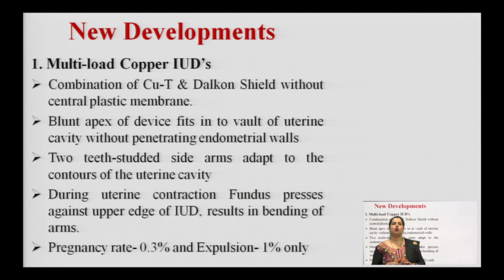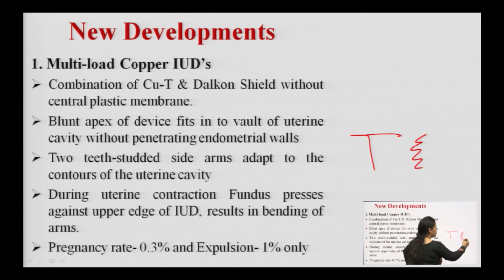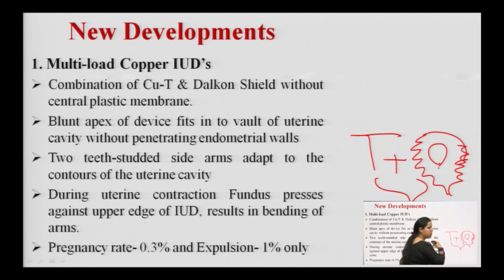What are the different new developments in copper bearing IUDs? Multi-load copper IUDs are a new term, or advancement we can say, in copper bearing IUDs. First, let us have a look at the description. It is a combination of copper T and Dalkon shield without the central plastic membrane. If you see, this is the design of T shaped copper bearing IUDs, and the Dalkon shield is like this. So, it is a combination of these two IUDs.